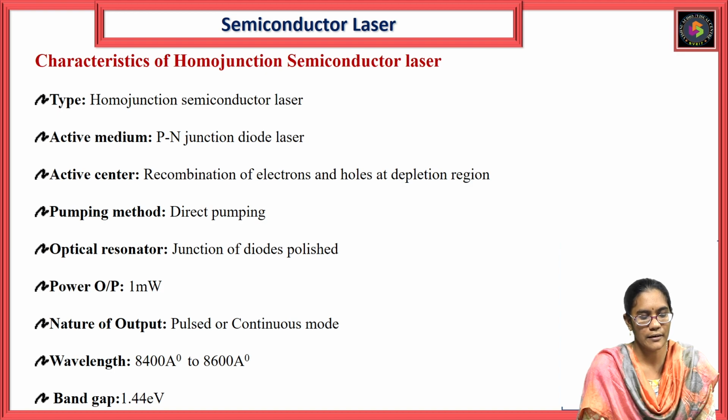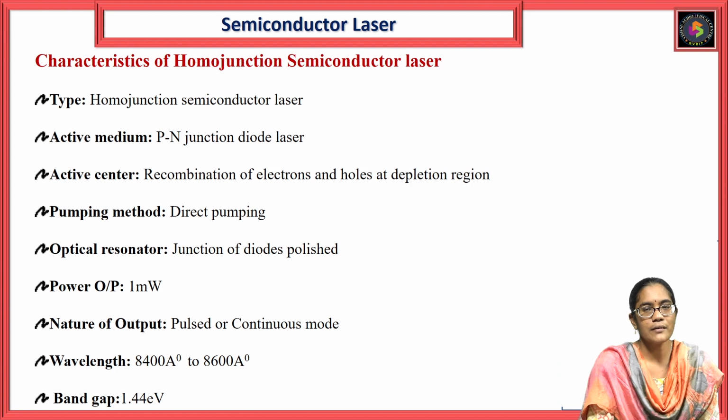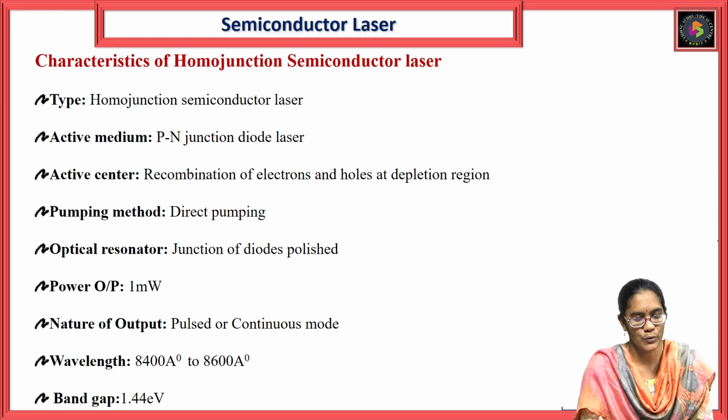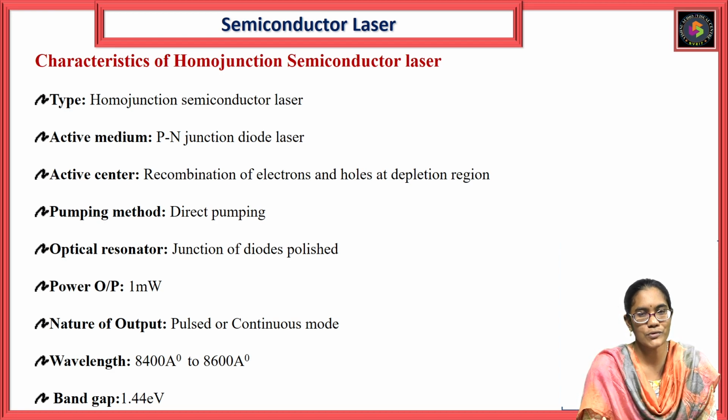in a semiconductor diode laser, that is 1 milliwatt. And the nature of the output coming from this semiconductor diode laser is mostly pulsed mode, and rarely it comes out as continuous mode. The wavelength coming from this laser source is 8400 angstroms to 8600 angstroms.